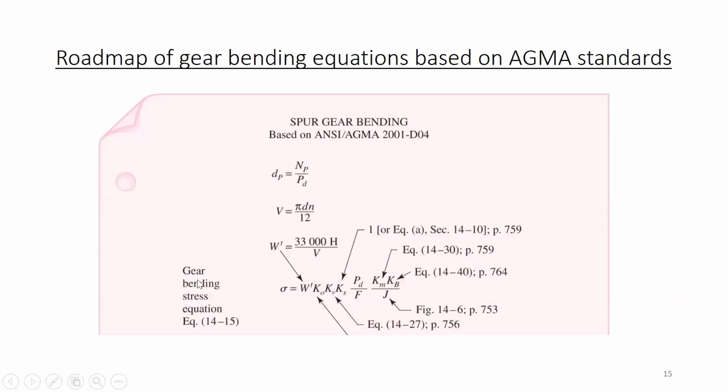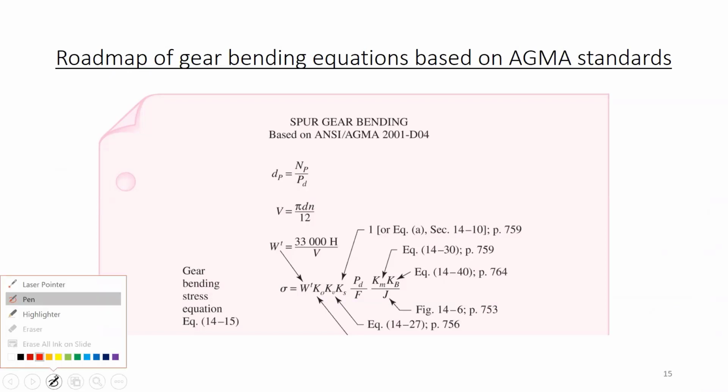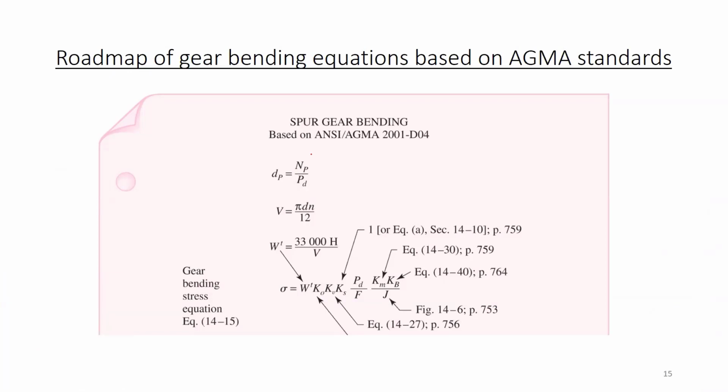So Shigley provides a roadmap of gear bending equations based on AGMA standards. The first thing you're going to do is something you already know how to do. Use these two expressions for pitch diameter and pitch line velocity to come up with the transmitted load based on the power. From the transmitted load, that's one of your first inputs into the gear bending equation, and then you're just going to take this one factor at a time, KO, KV, KS, etc. These will all be individual inputs in your analysis tool, which I'll show shortly.